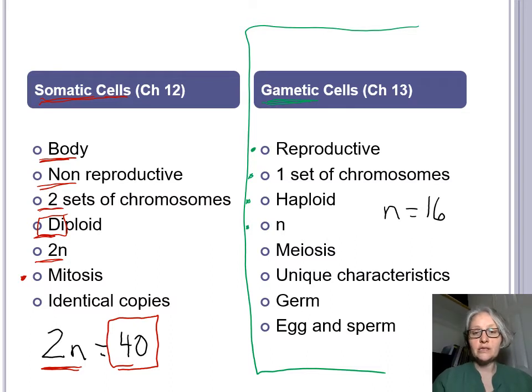When gametic cells go through cell division, they have to go through a special type of cell division called meiosis. Again, that's what we'll focus on in Chapter 13. Meiosis is going to result in cells that have unique characteristics one from another. So one sperm cell is not going to look like the other sperm cells. Another word for gametic cells is to say that these are germ cells, so not germ like cough, cough, I'm sick, but it's just a way that we talk about these egg and sperm. And again, specifically, gametic cells are only the egg and sperm.